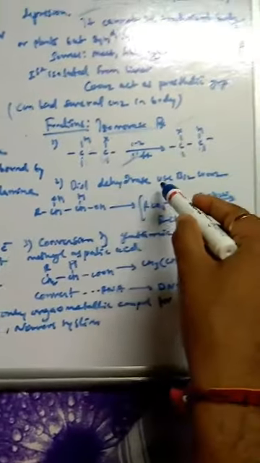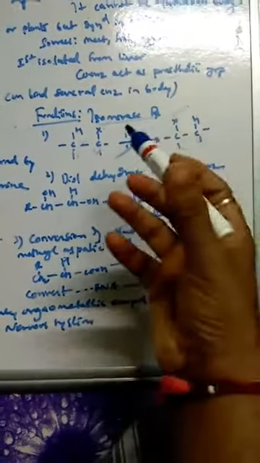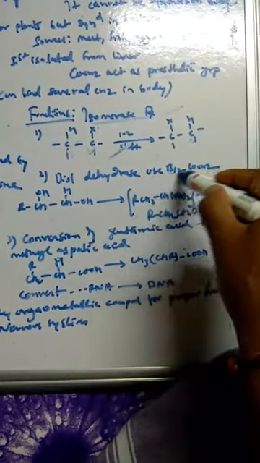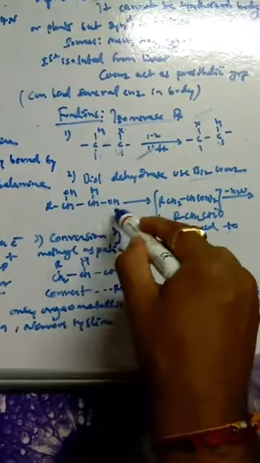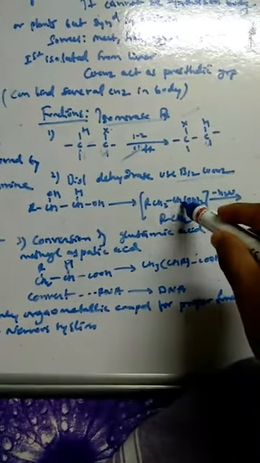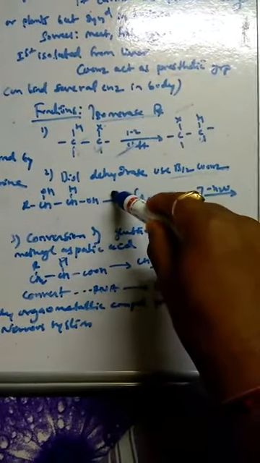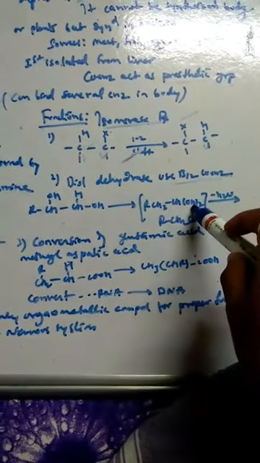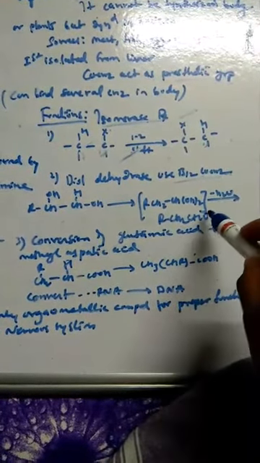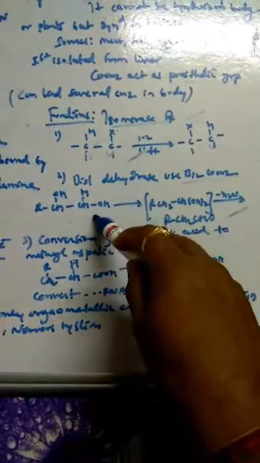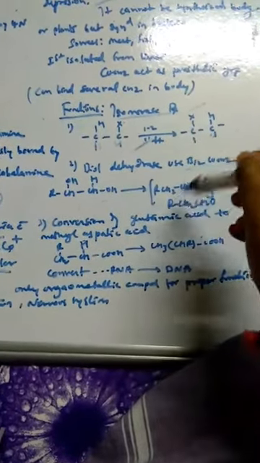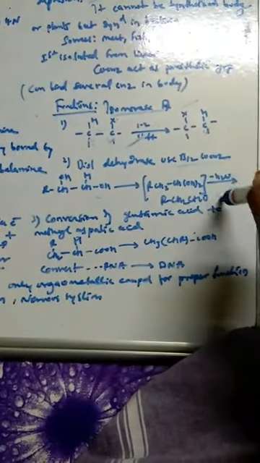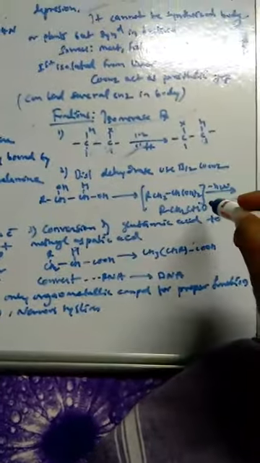Second, diol dehydrase is the enzyme which works with the help of vitamin B12. You can see here a geminal diol is formed first, with the help of vitamin B12. Then dehydration gives an aldehyde. So the diol is converted to an aldehyde by the enzyme dehydrase in the presence of vitamin B12. This is also an important reaction happening in the body.